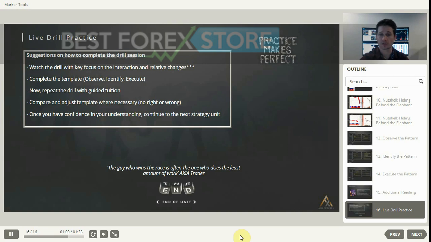Obviously, then we finish off with our quote: "The guy who wins the race is often the one who does the least amount of work." Okay, this is so true. We see this time and time again, with all of our traders at Axia, our best, most established traders. It sometimes appears as though they work the least, but they're actually just working the smartest.